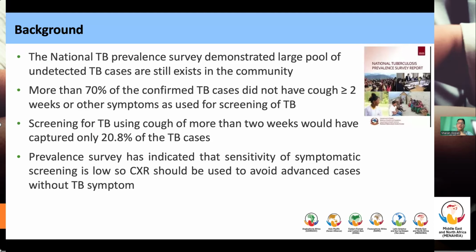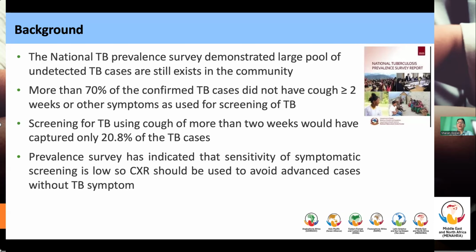According to our prevalence survey, a large pool of undetected TB cases still exists in the community. More than 70% of the confirmed TB cases did not have cough for more than 2 weeks or other symptoms as used for TB screening. Screening for TB using cough of more than 2 weeks would have only captured around 21% of the TB cases, and the prevalence survey has indicated that the sensitivity of symptomatic screening is low, so chest X-ray should be used to avoid missing advanced TB cases without TB symptoms in the community.